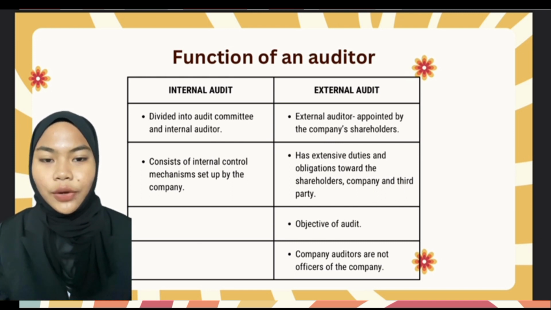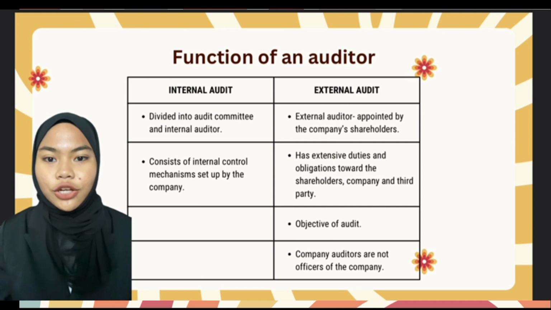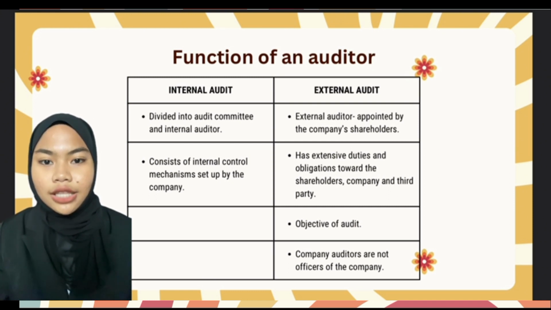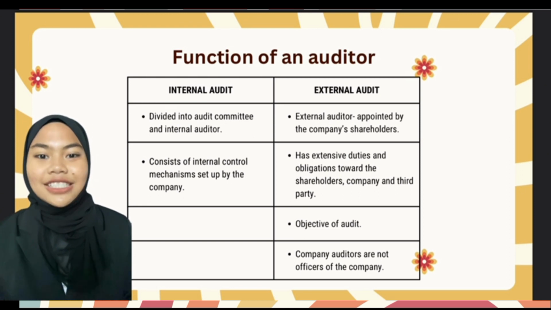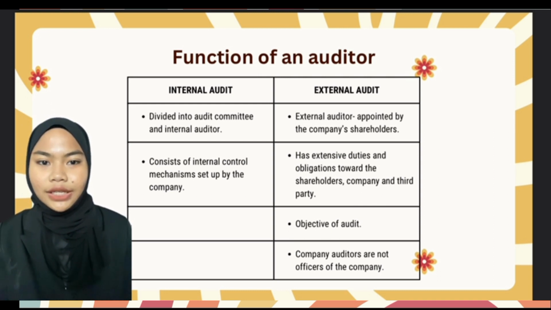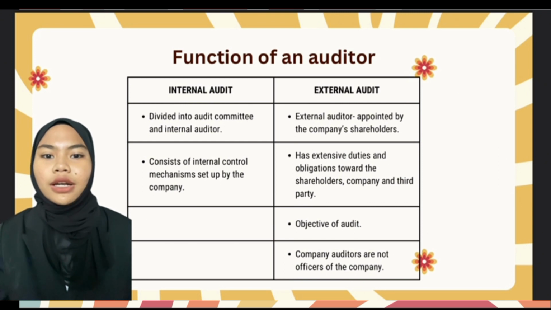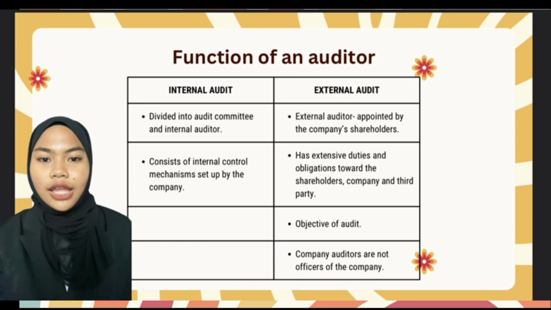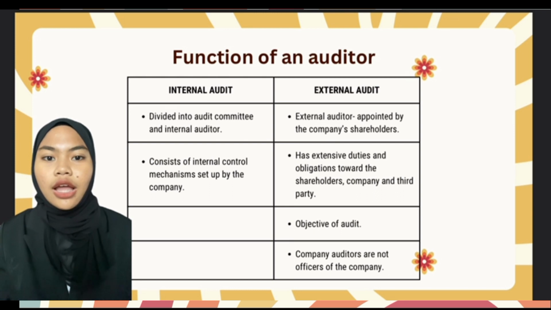Next is external audit. External audit is focused on proving the accuracy and veracity of financial statements. The external auditor is appointed by the company shareholder. The external auditor cannot be a shareholder. The external auditor has extensive duties and obligations toward the shareholders, company, and third parties. The third parties are the borrower, client, investor, and creditor. Next, the objective of audit, and the company auditors are not officers of the company.